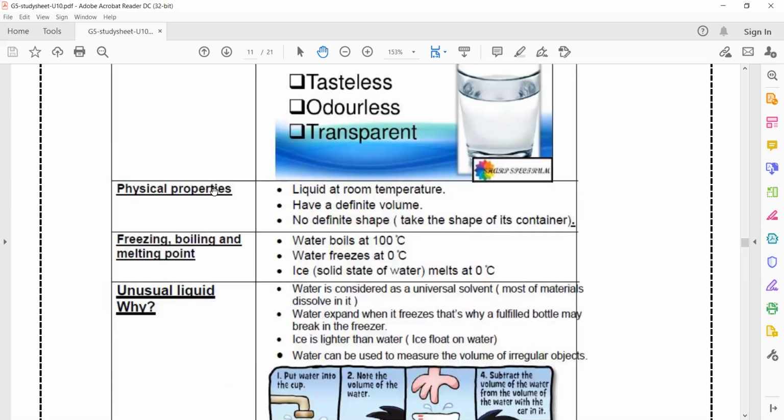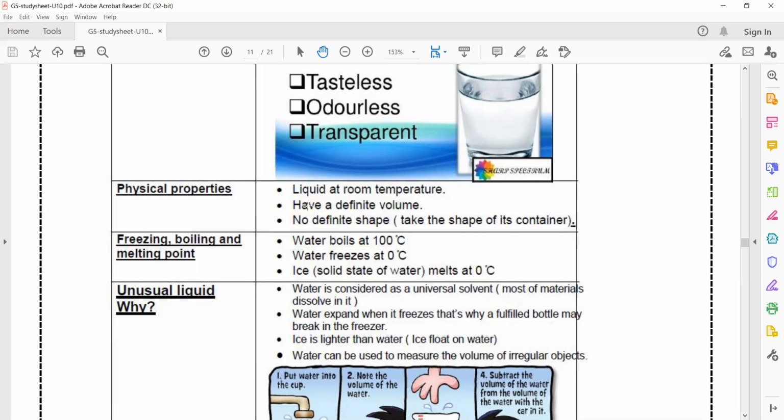Some physical properties of water. Water at room temperature can be found in the liquid state. Water, a common material, can be found in the liquid state at room temperature.